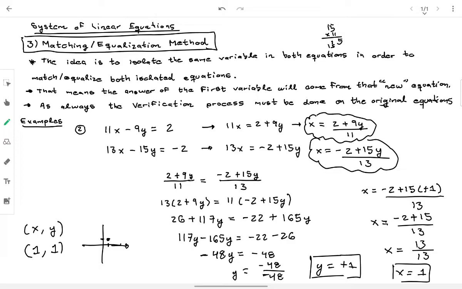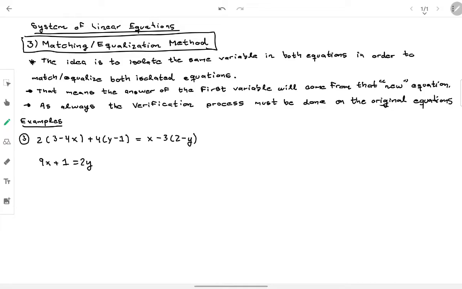Let's see one last example. So let's see, imagine we have this system of equations. Of course, first we need to simplify our equations in order to have them as a normal equation and isolate the same variable on both equations. Since on the second one, I can already isolate the y because it's going to be very simple. All of it divided by 2 equals y. So I have already isolated the y on the second equation. I will isolate the y on the first equation.